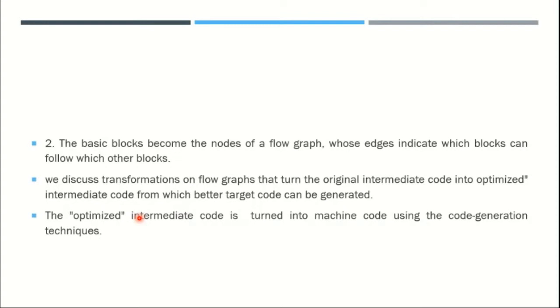And another one is that the optimized intermediate code is turned into machine code using code generation techniques. So this optimized intermediate code representation can be directly generated as the target code or machine code with the help of the code generation phase or code generation techniques. So this is the overall process of basic blocks and flow graphs.